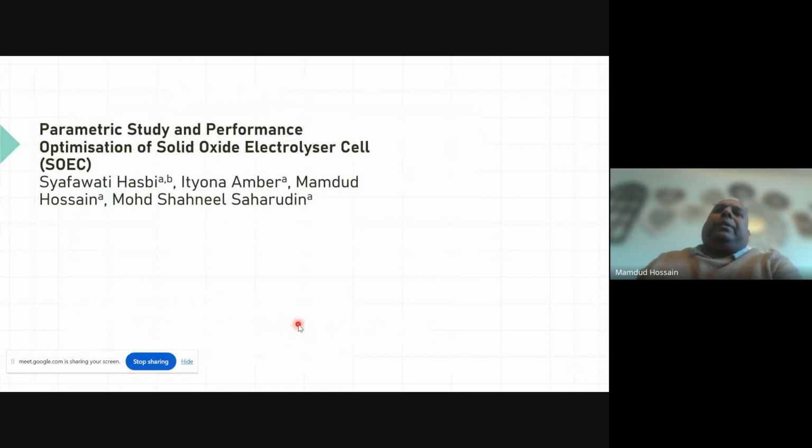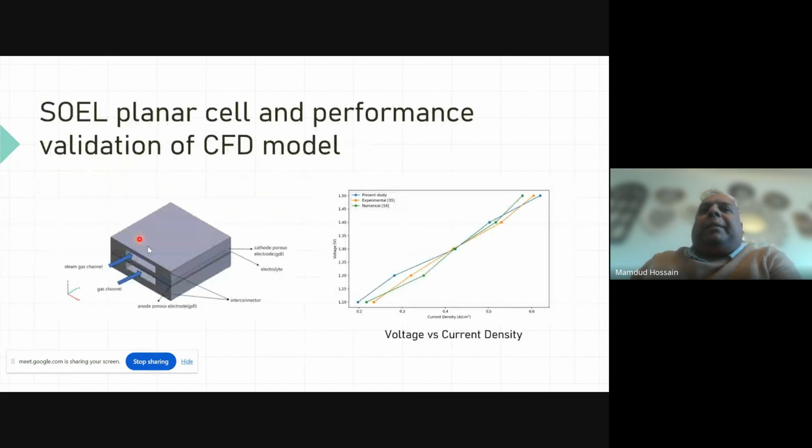Another research project we have been doing is trying to optimize solid oxide electrolyzer performance. This is one of my PhD students, Safayawati Hasbi. She has been working roughly 1 year. This is the planar electrolyzer, again a solid oxide electrolyzer. So we have two channels, one for steam flow and one for air flow, and then we have the structure here of cathode, electrolyte and anode, cathode, electrolyte and anode.